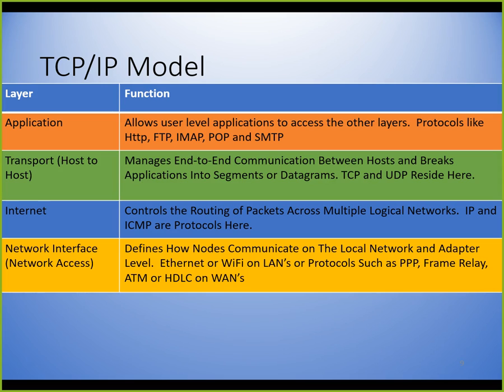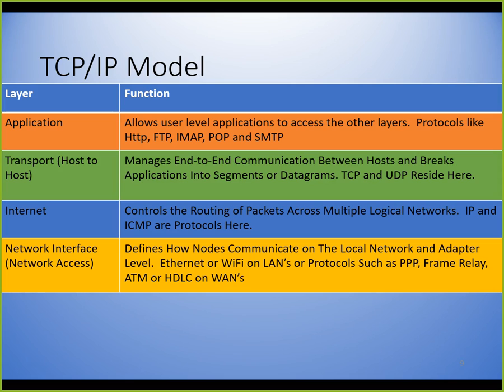The transport, or the host-to-host layer, manages the end-to-end communication and breaks applications into segments or datagrams. TCP and UDP are here. The internet layer controls the routing of packets across multiple logical networks. New term there, logical addresses, IP addresses. Logical networks are created by these and controlled by them. IP and ICMP protocols are going to be here.